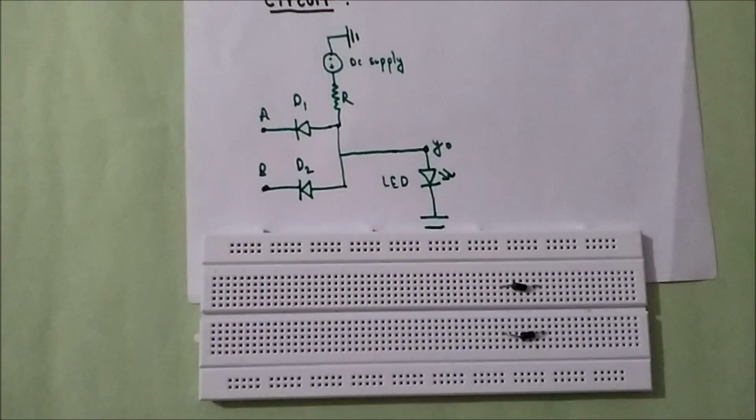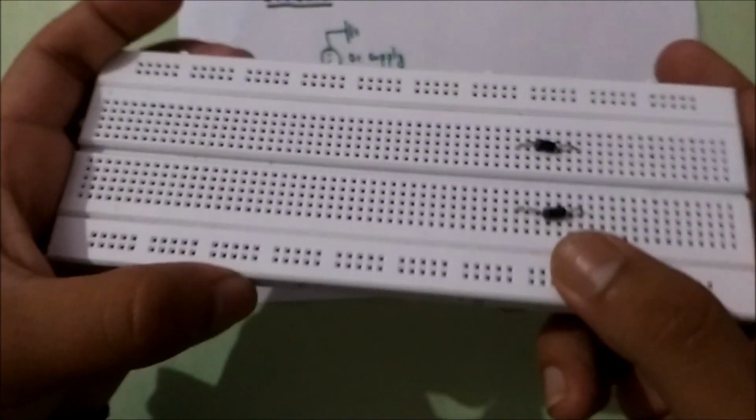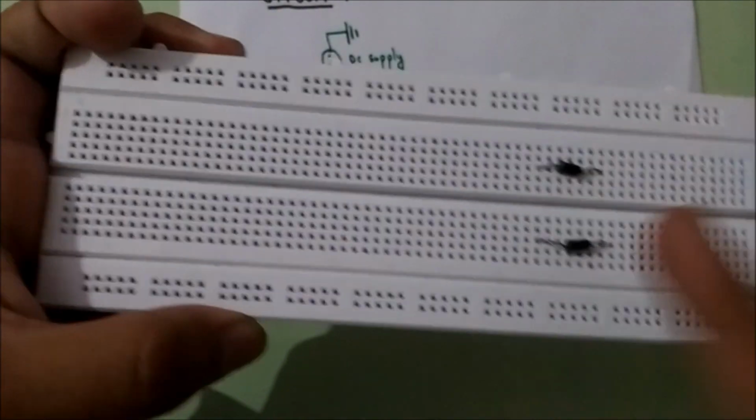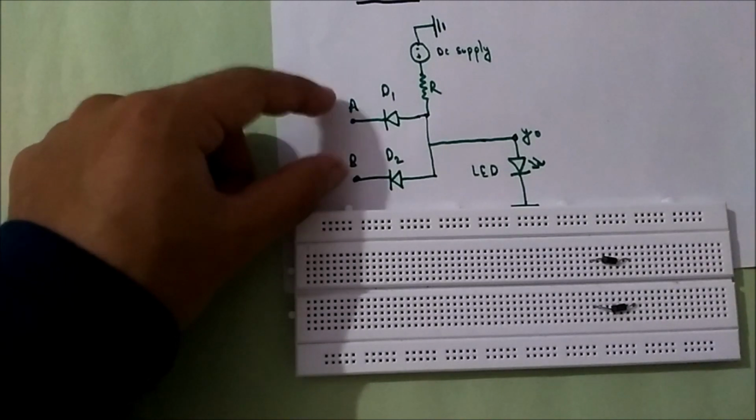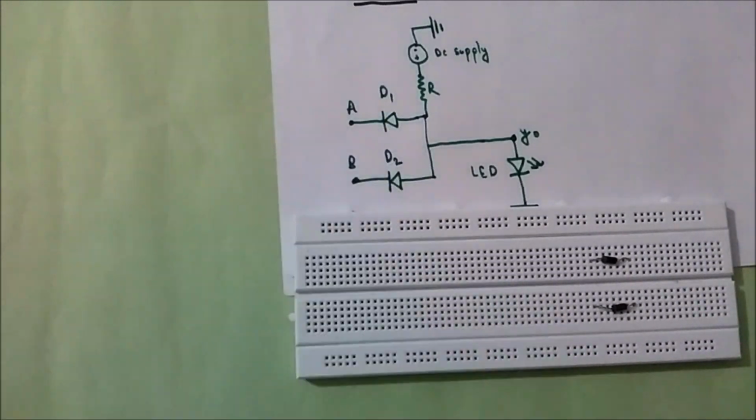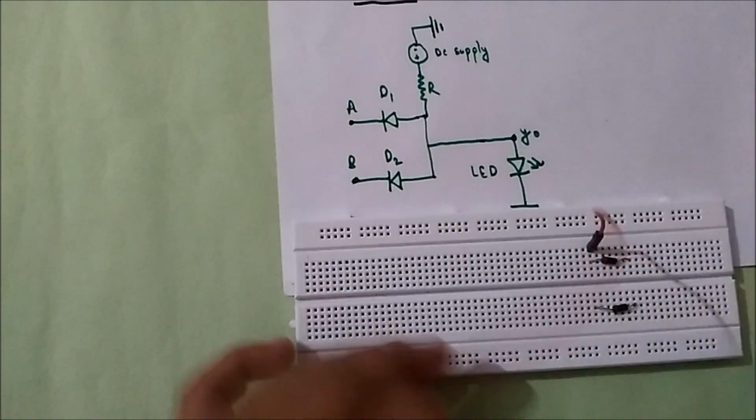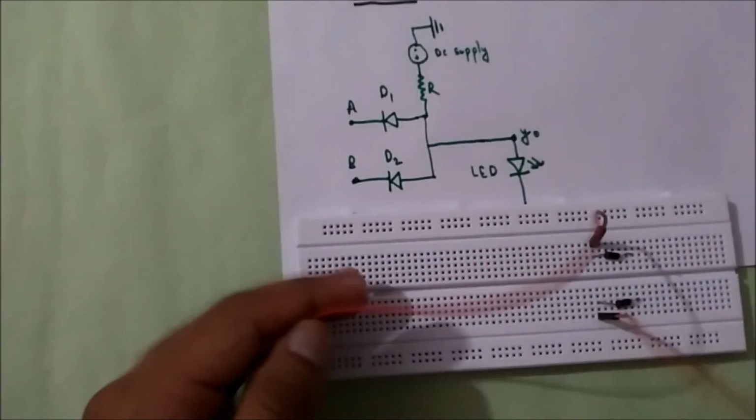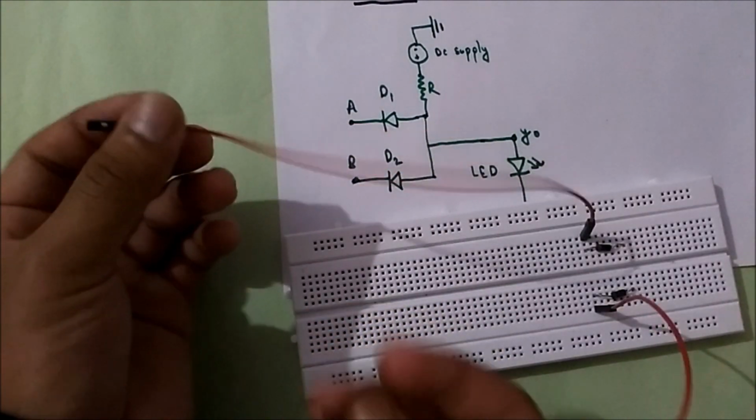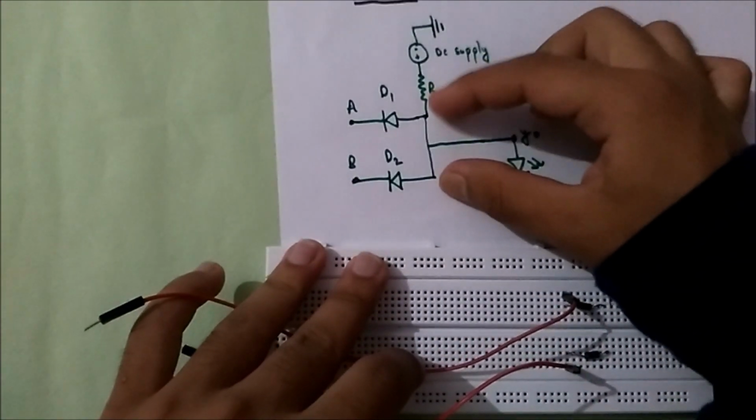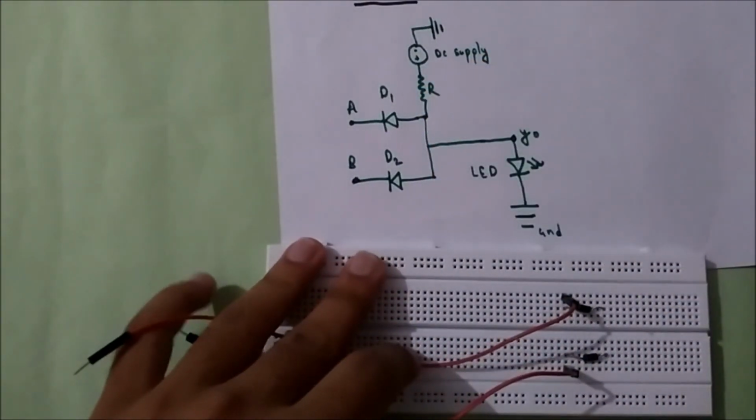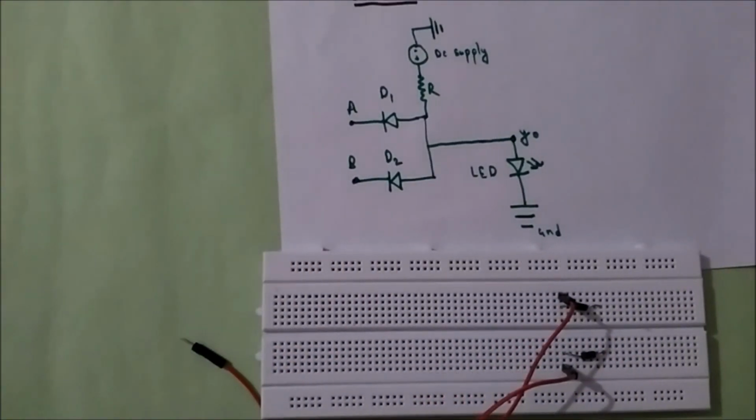Since for this circuit I need two diodes, I've used two 1N4007 diodes. This is their N terminal, the silver one, and this is the P terminal, the black one. From the circuit, as you can see, I'll give logic to their N terminals, that means here and here. I used red jumper wires to give logic. This is the A terminal and this is the B terminal. Now their P terminals are shorted together, so I should connect them through a wire.